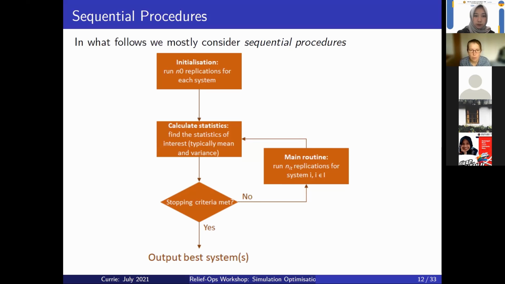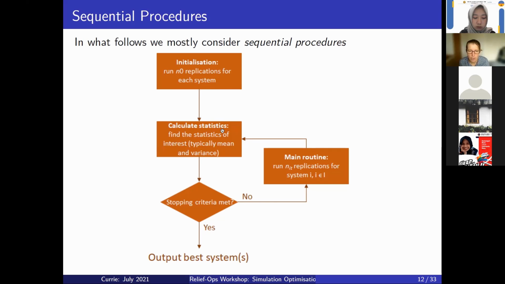In the first step then we'll initialize our algorithm, and this is true for all sequential procedures. There will be some initialization. This initialization is to run n0 replications for each system. So in this case, as I said, we're working with a small number of systems, so it's possible to simulate each of them and get some results back from all of them. Depending on what your n0 is, you may already be able to say which systems you don't need to sample again, but generally most of them go forward through the procedure.